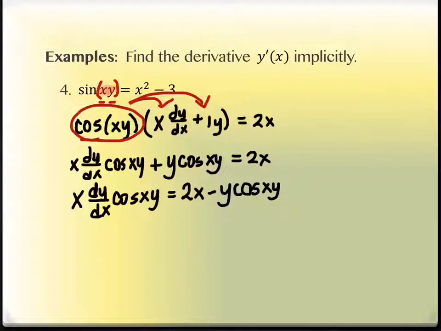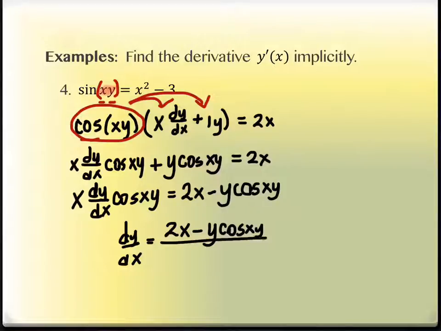Exactly. We're going to divide by everything that's not dy dx because it's multiplied together, right? So my dy dx, my pen's not cooperating with me very well today again. Might need to change pens. 2x minus y cosine of xy over x cosine of xy.